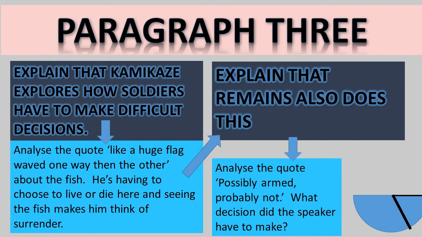Once you've done that, in the same paragraph, you can explore that Remains is also about people having to make difficult decisions in war. So we've got this quote, "possibly armed, probably not." What decision did the speaker have to make, and how is that quote used in the poem? You've got 5 minutes to do that now. You'll hear from me when that time is up.